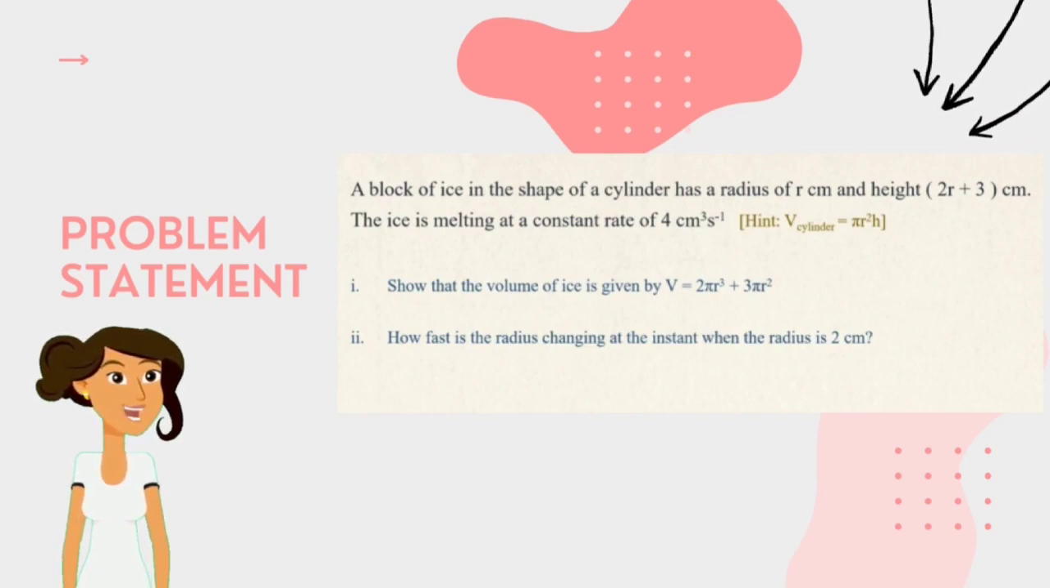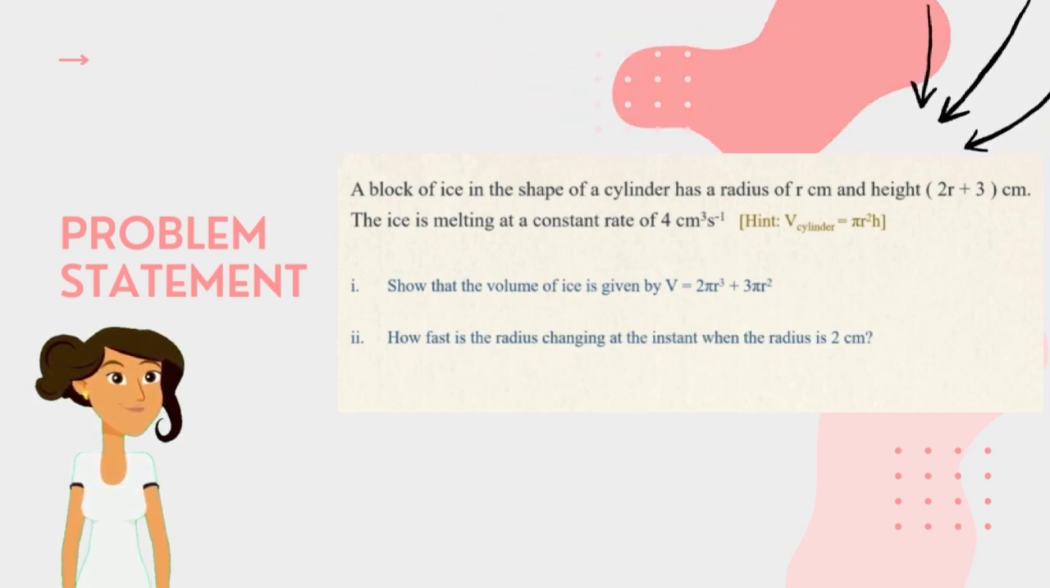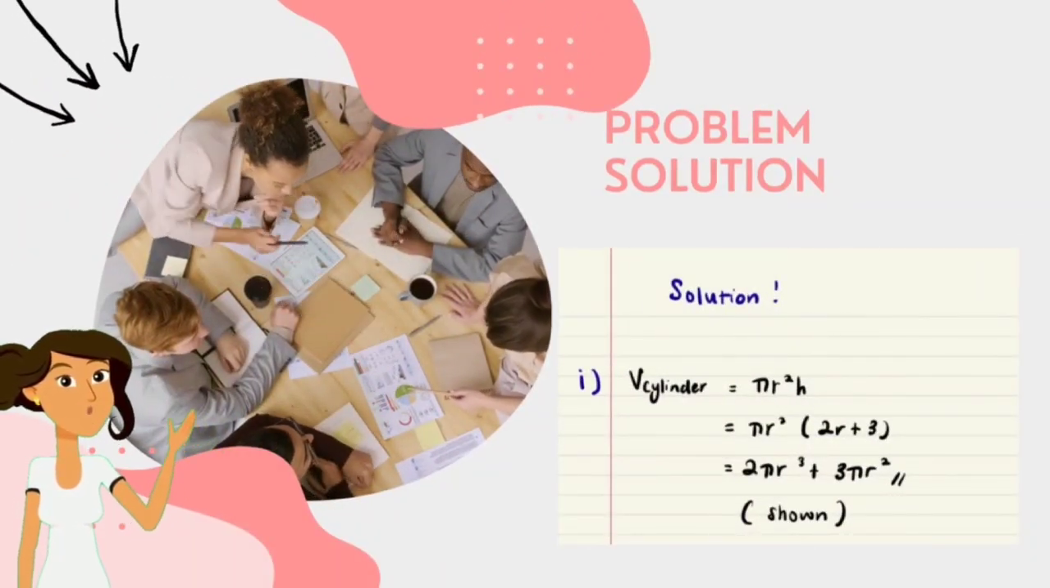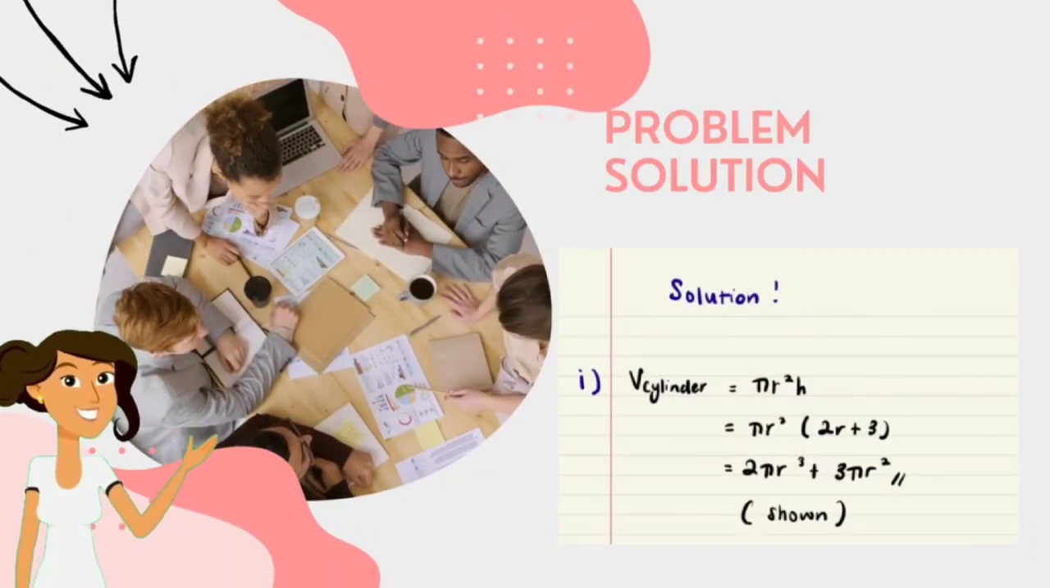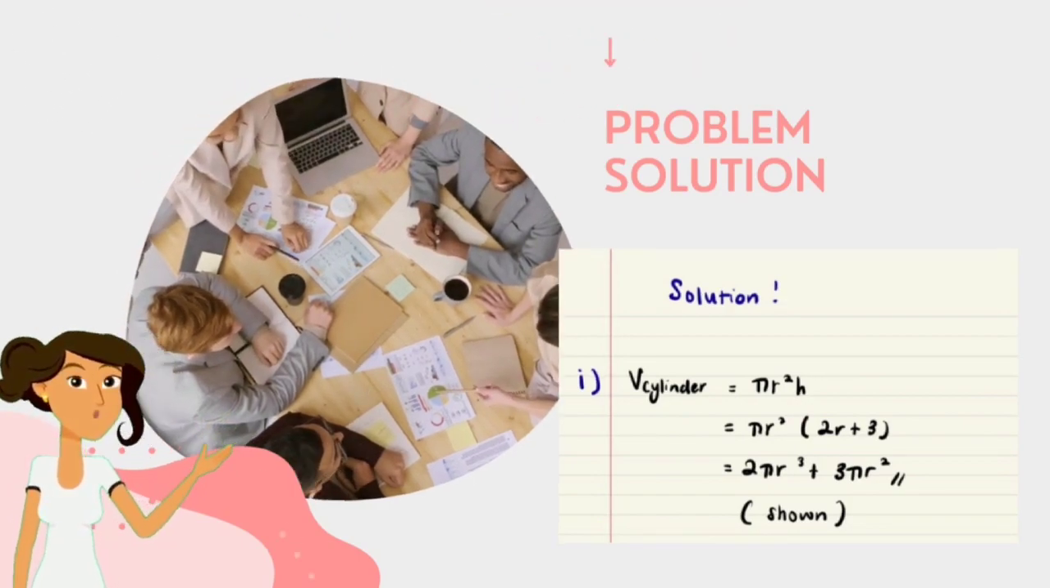A block of ice in the shape of a cylinder has a radius of r centimeters and height 2r plus 3 centimeters. The ice is melting at a constant rate of 4 cm³ per second. The first question states: show that the volume of ice is given by V = 2πr³ + 3πr².